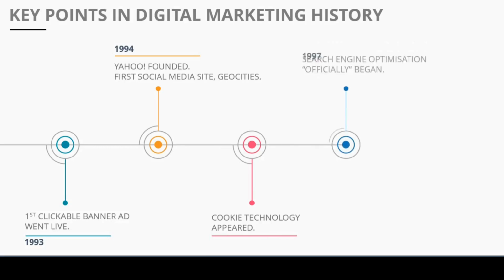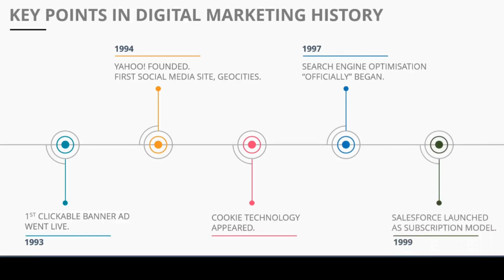Then in 1997, search engine optimization officially began. It had been around for a few years before, but just didn't have a name yet. And actually, before 1995, we did have obviously search engines, but the way that results used to be shown is alphabetically. So I'm quite glad that's not the case anymore, to be honest.